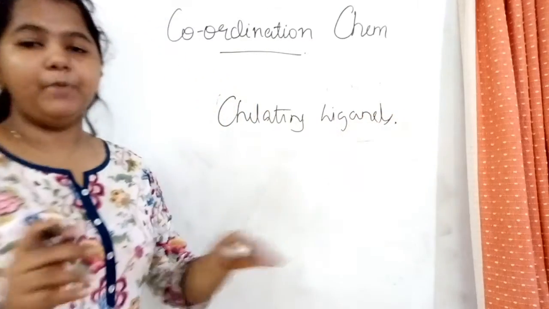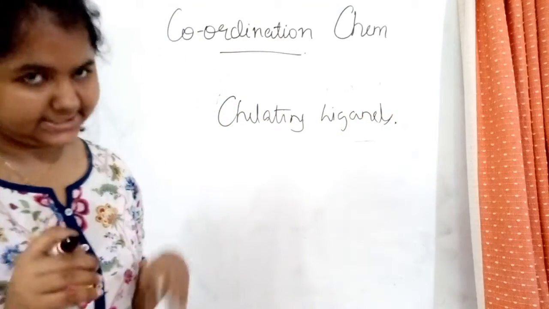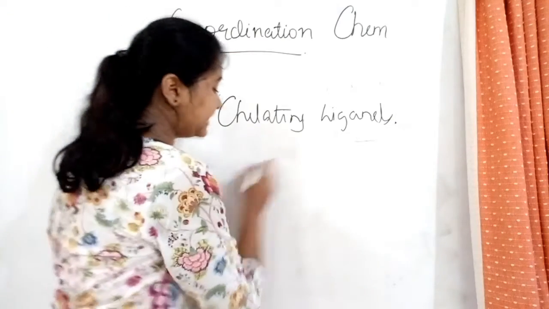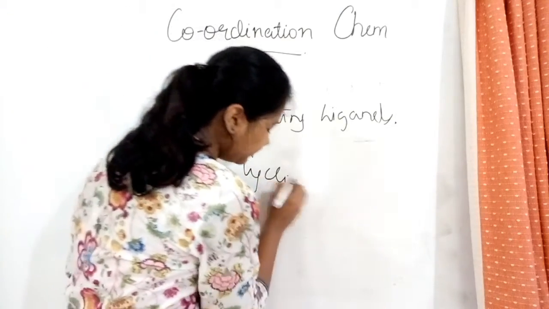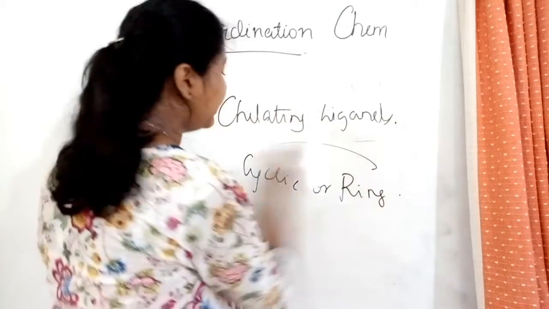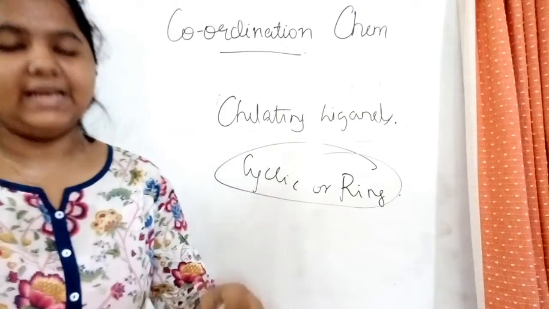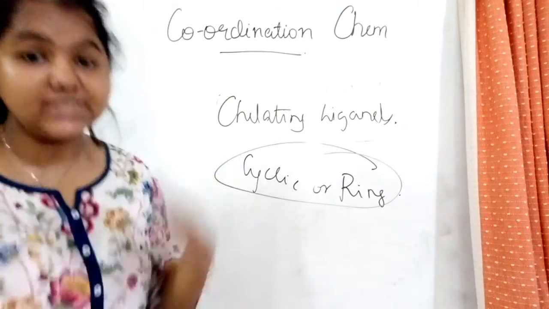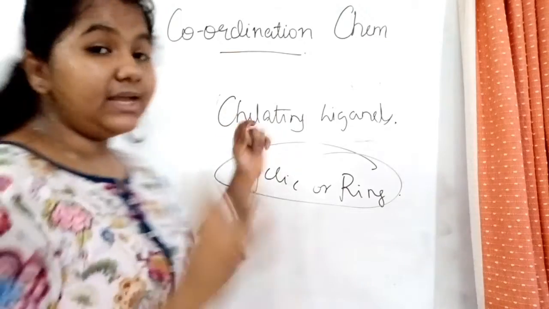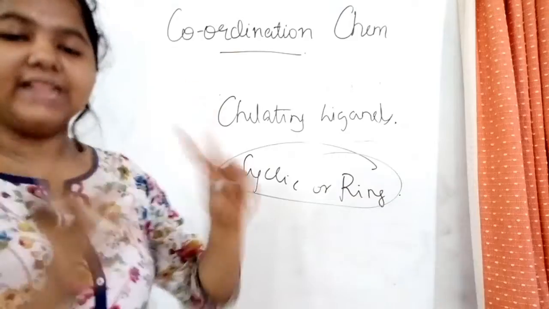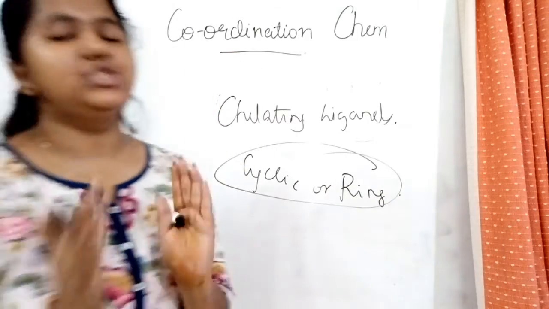When a polydentate or an ambidentate ligand comes, what would happen? They would form cyclic or ring structures. This formation of cyclic or ring structures is called what? Chelation. This process is called chelation, and the compound formed is known as a chelate, and that kind of ligand is known as a chelating ligand.